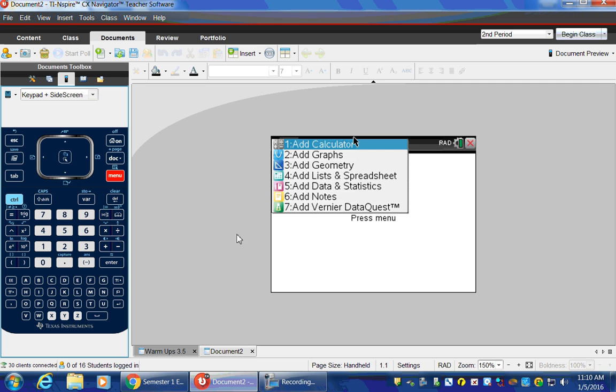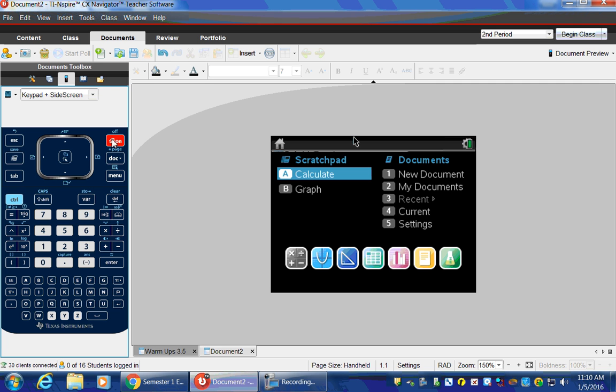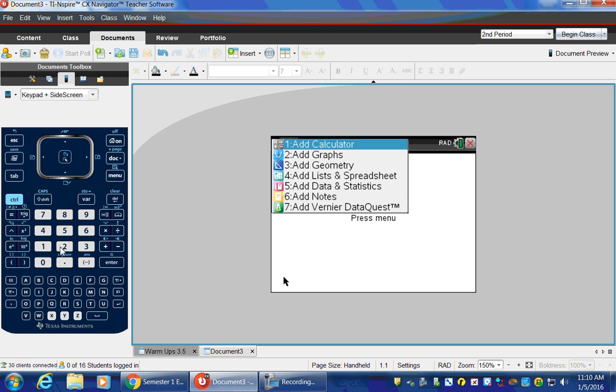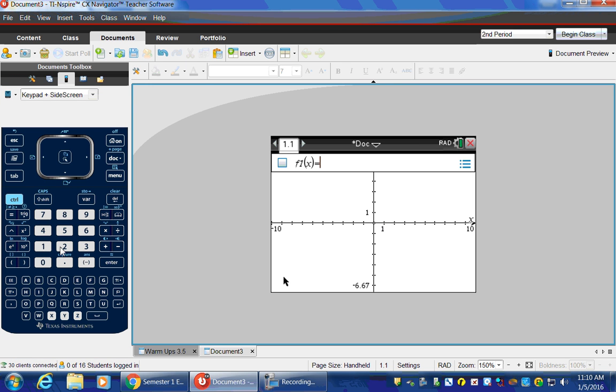So in your calculator, if you're at home, you can add a new document or just click on the graphs page because we're going to graph. I'm going to add a new document, number 1, and number 2, add a graph. Well, I notice here that both of my equations for this system are in standard form. So I'm going to change my equation to be in standard form.